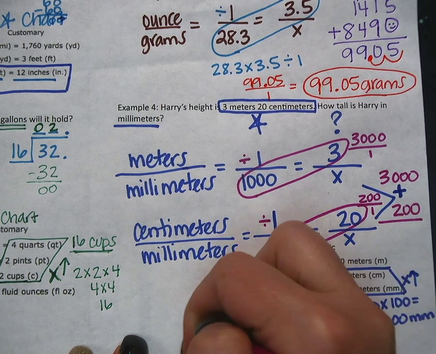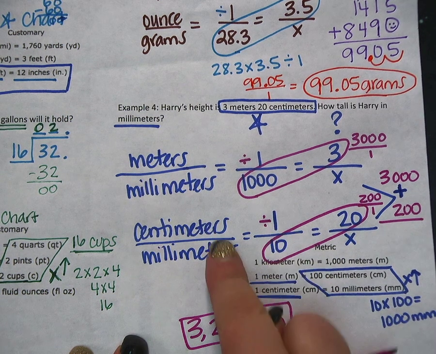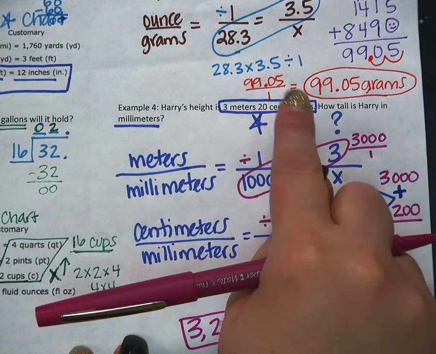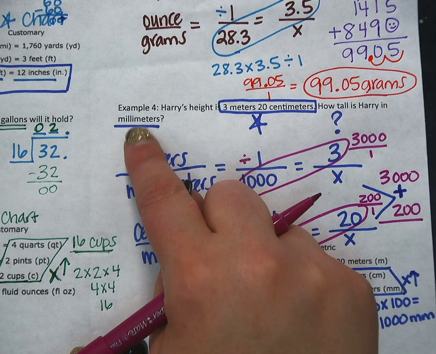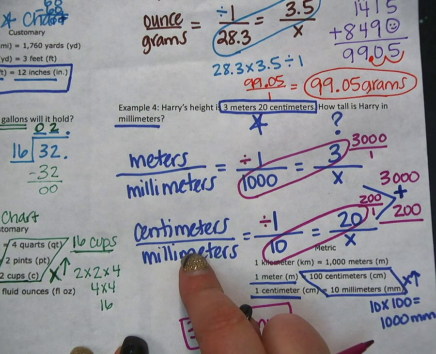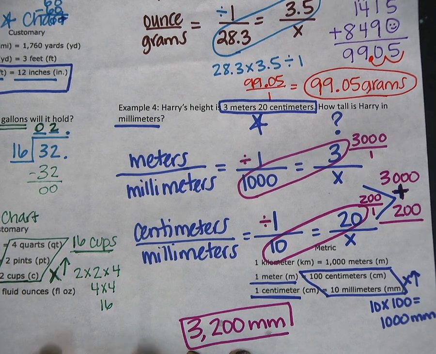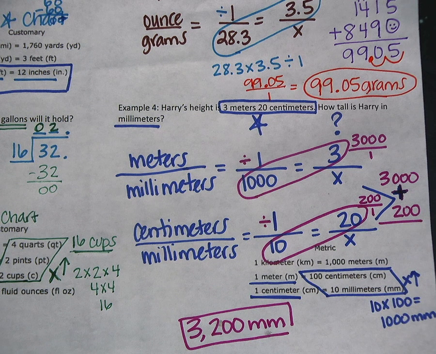3,200 millimeters. Again, on this one, we had to have 2 because we had meters and centimeters, and we were turning them into millimeters. So 1 to turn meters, 1 to turn centimeters. Again, we add them together in the end to make our total millimeters. And that is measurement conversion, guys.